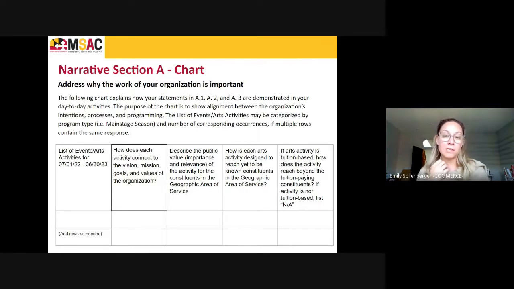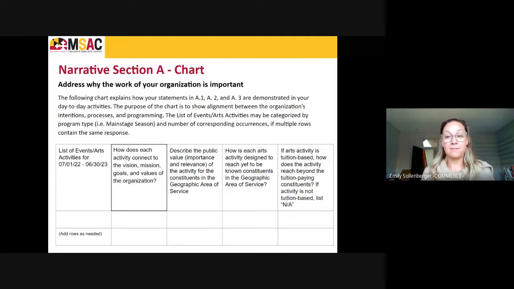Then in each box, we're asking you to connect that particular program to the second box over: how does each activity connect to the vision, mission, goals, and values? The next one over is to describe the public value, or the importance and relevance, of that activity to the constituents in your geographic area of service. Again, going back to that third question about your geographic area of service. The next box over is, how does each arts activity design to reach yet to be known constituents in your geographic area of service?